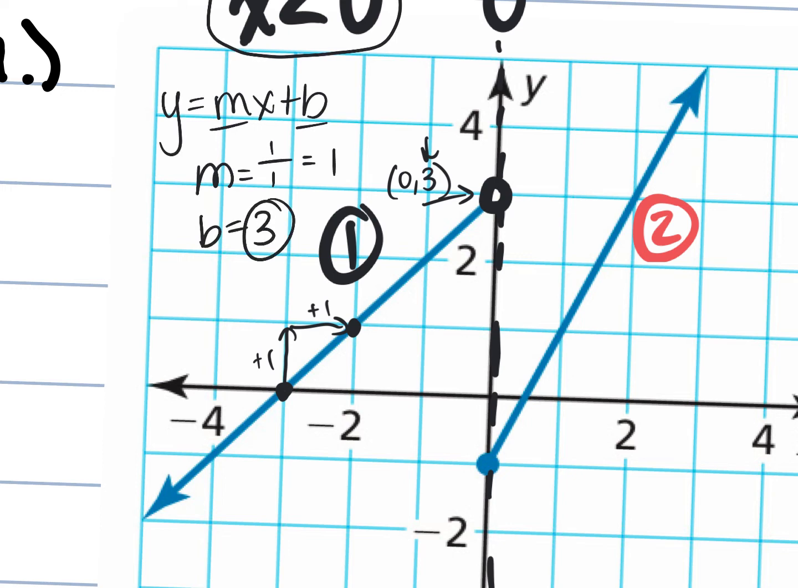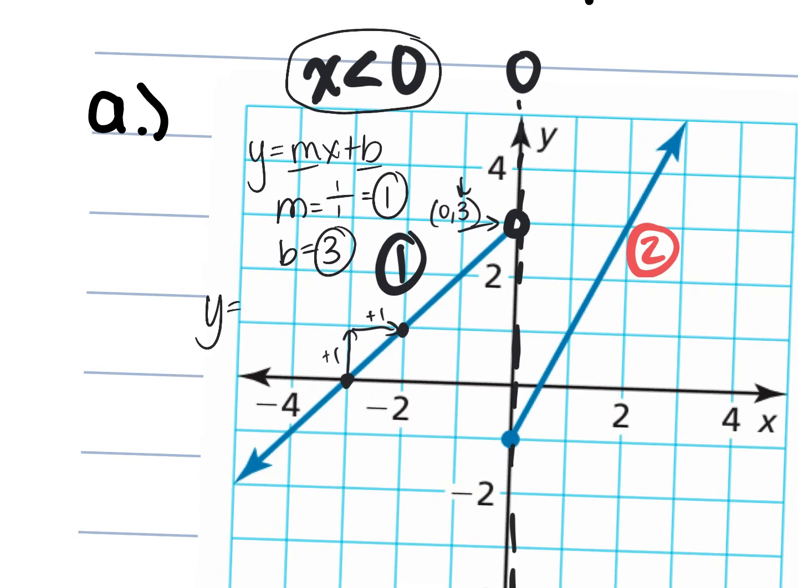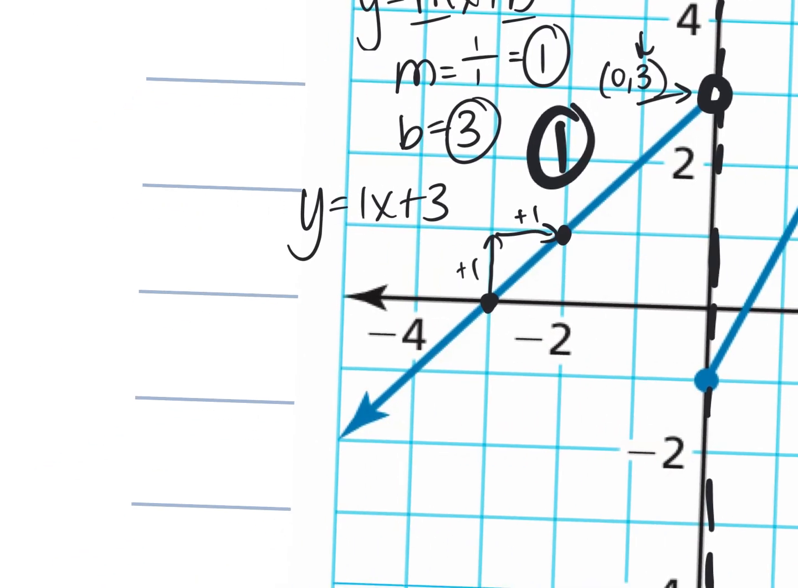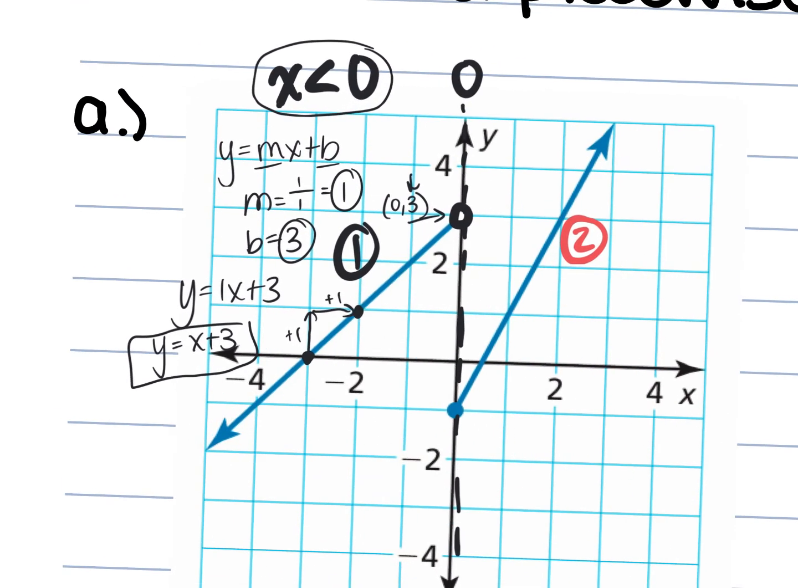Okay, so I've got m, I've got b, I can write an equation. This equation is going to be y equals 1x plus 3. Make sure you do not write it as 1x though, you simplify it. It should just be y equals x plus 3. Remember, x is the same as 1x. Okay, so now we're done with the first piece.